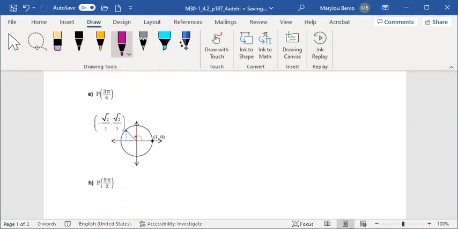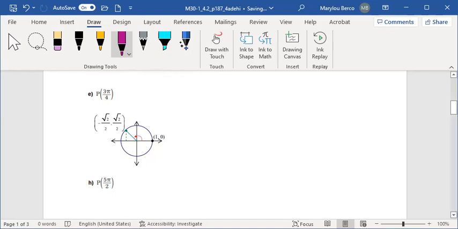P of 3 pi over 4. So the rotation in radians takes the terminal arm of the angle into the second quadrant as shown. So P of 3 pi over 4 equals (negative root 2 over 2, positive root 2 over 2).